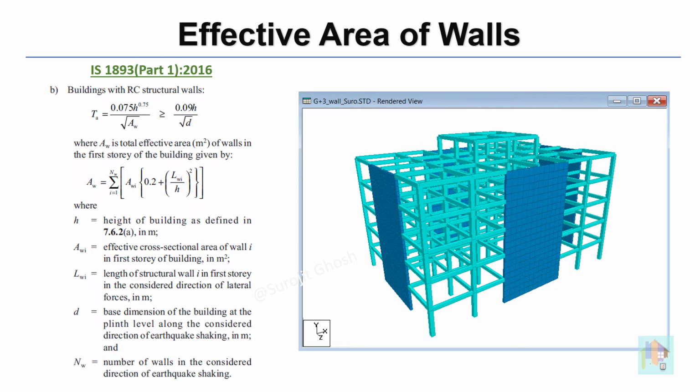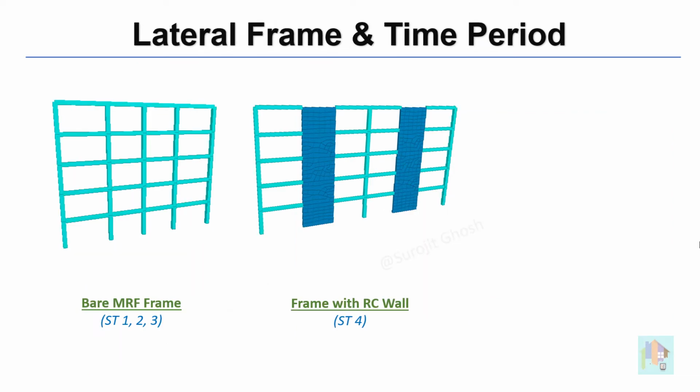By the way, we can provide wall information and consider equation B for time period without even modeling the wall using FEM. But it is not a correct approach as stiffness of the wall is not considered during analysis. That's all about time period for buildings with concrete wall. We have already discussed about bare MRF frame without any additional load resisting element and frames with concrete wall.